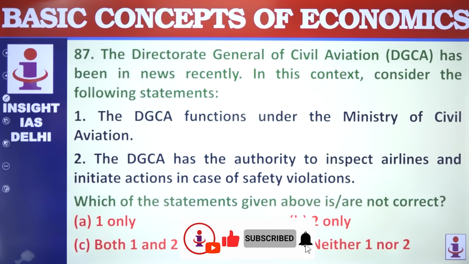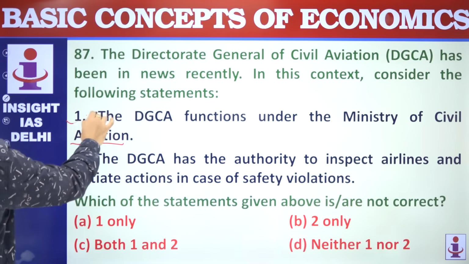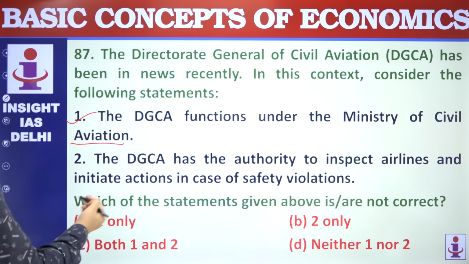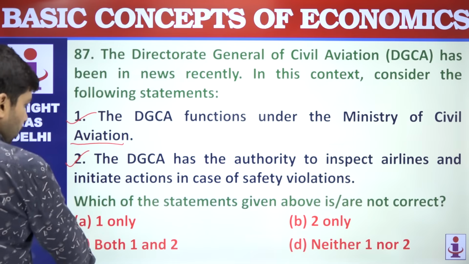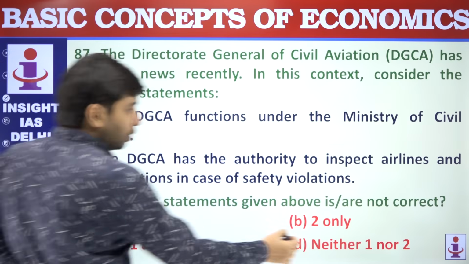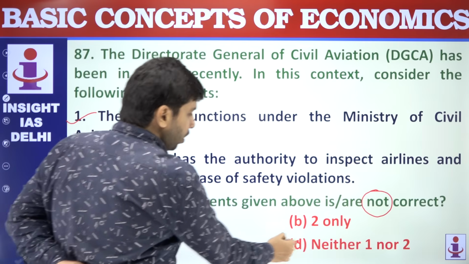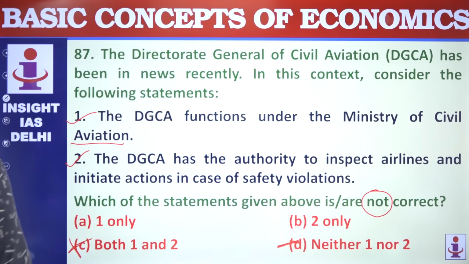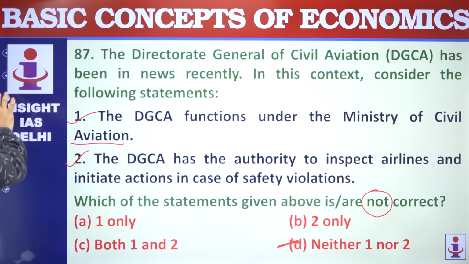1 and 3. The Directorate General of Civil Aviation functions under the Ministry of Civil Aviation. Yes. Has the authority to inspect airlines and initiate actions in case of safety violations. Yes. Both the statements are correct, but the question is talking about not correct. We have to be very much careful. So option D will be the correct answer.